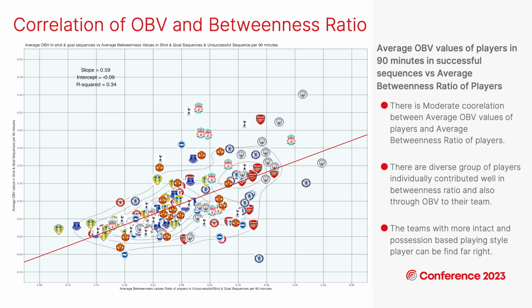OBP value. So the metric also explains how the player is playing in the team, how they interact, and it also gives the explanation that their action performance is also in a positive direction. Also, the teams with more intact and possession-based playing style players can be found far right because of the betweenness value.